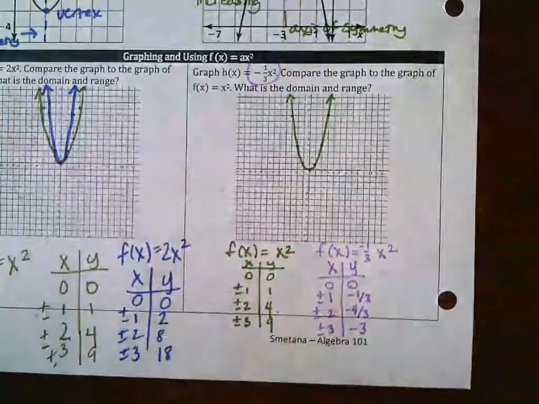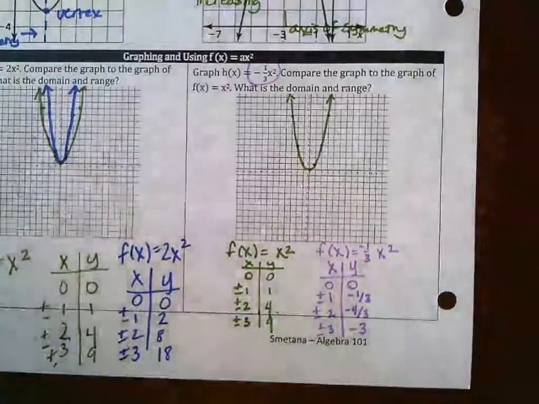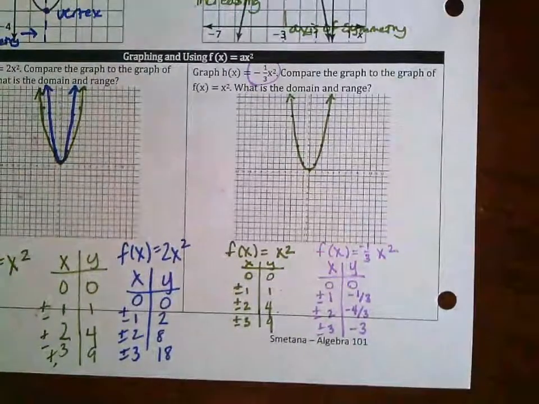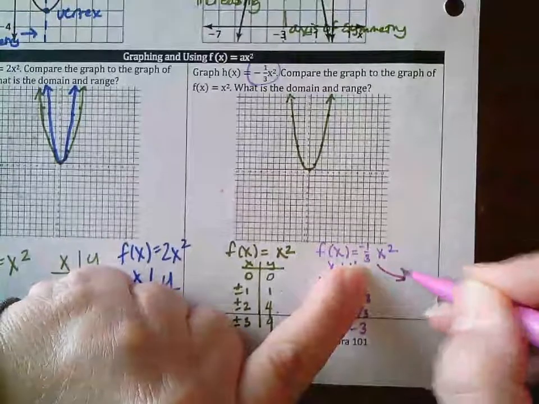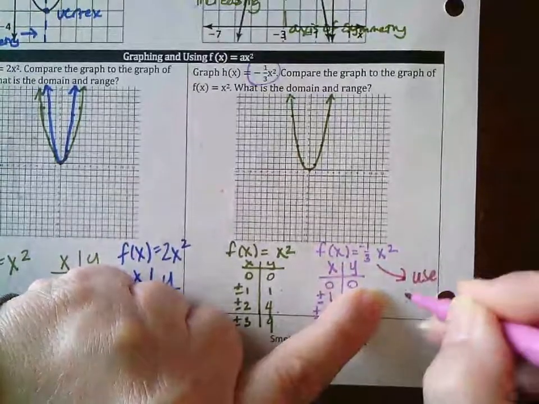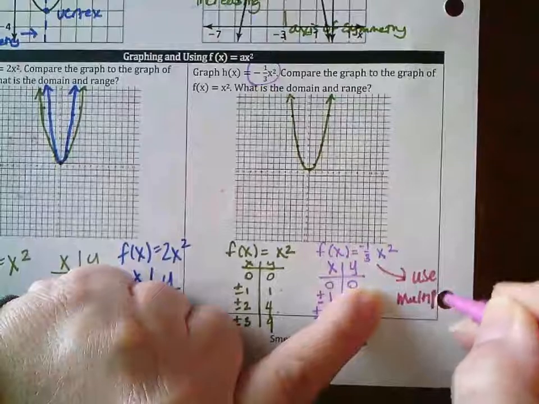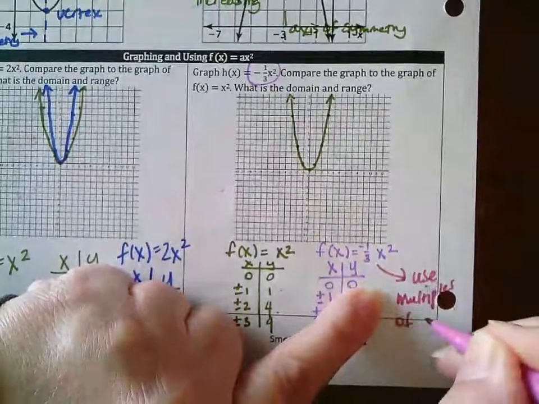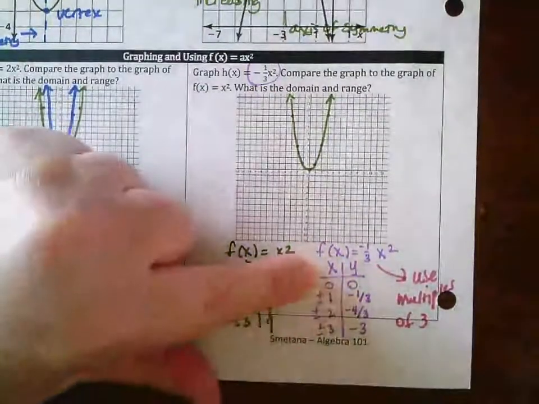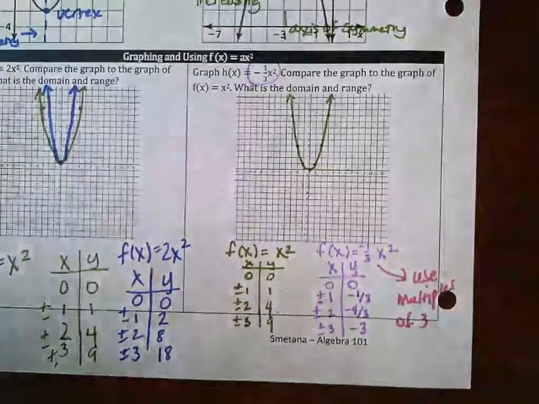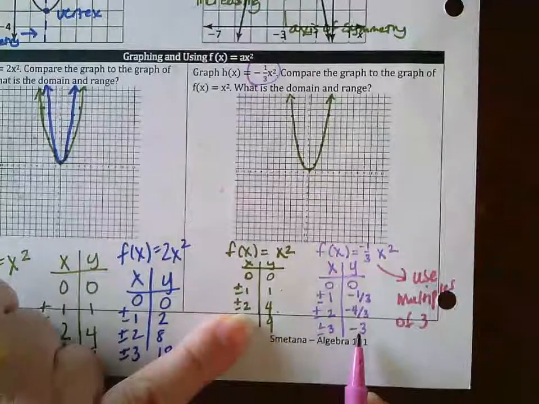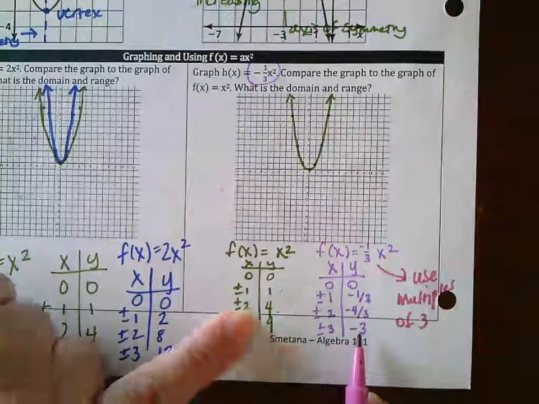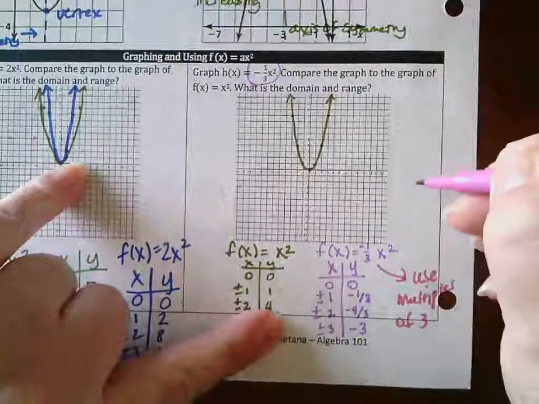So when you see something like this, I'm just going to give you a little hint right here. When you see something like this, if you actually see the 3 here, use multiples of 3. So like use 0, 3, and then use 6, 9, so that you get nice even numbers when you do your multiplication.